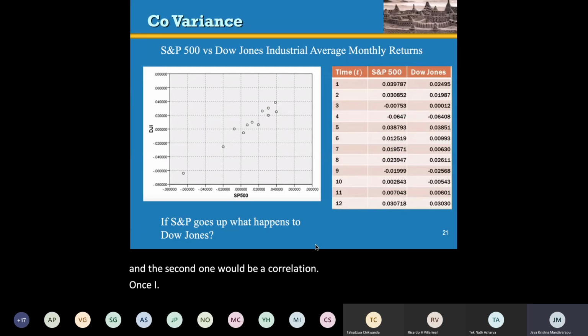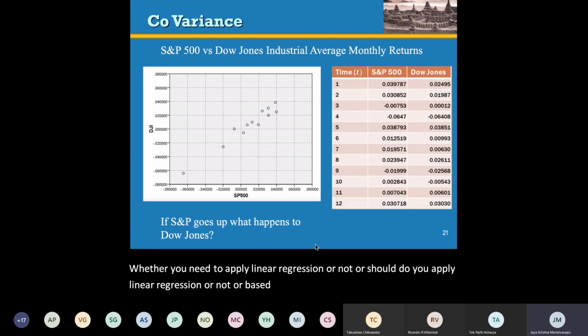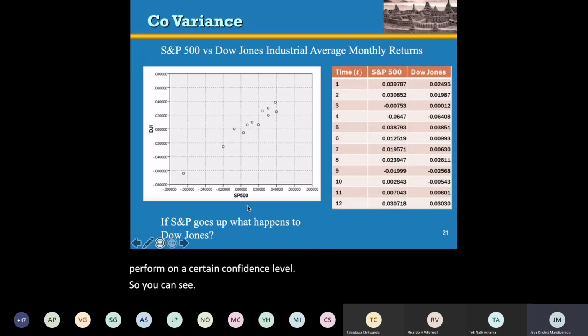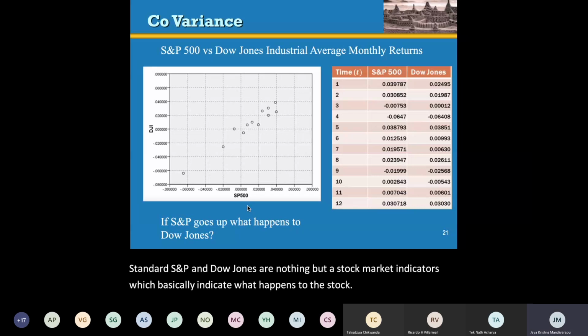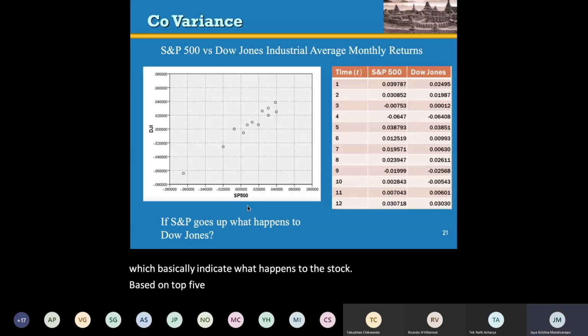Yeah. So these two methods indicate whether you need to apply linear regression or not, based on these measures itself. Even before applying linear regression, you can basically tell how well your algorithm might perform at a certain confidence level. Okay, so you can see S&P and Dow Jones are nothing but stock market indicators, which basically indicate what happens to the stock. Okay, based on the top 500 stocks, and Dow Jones is also top 500 stocks.